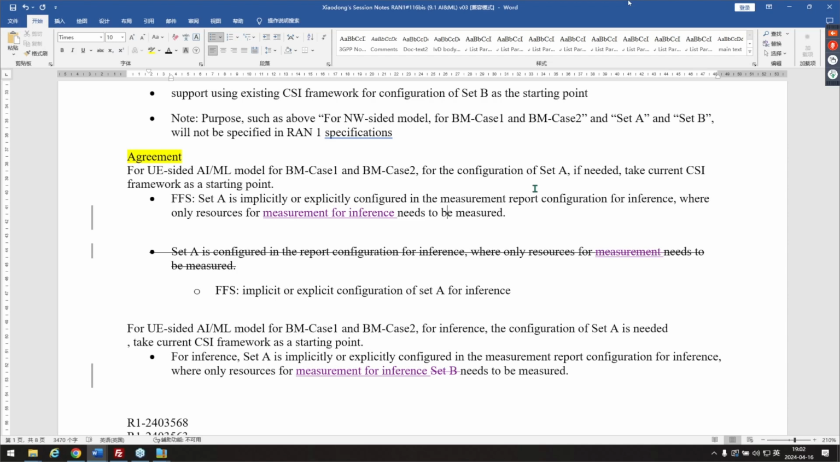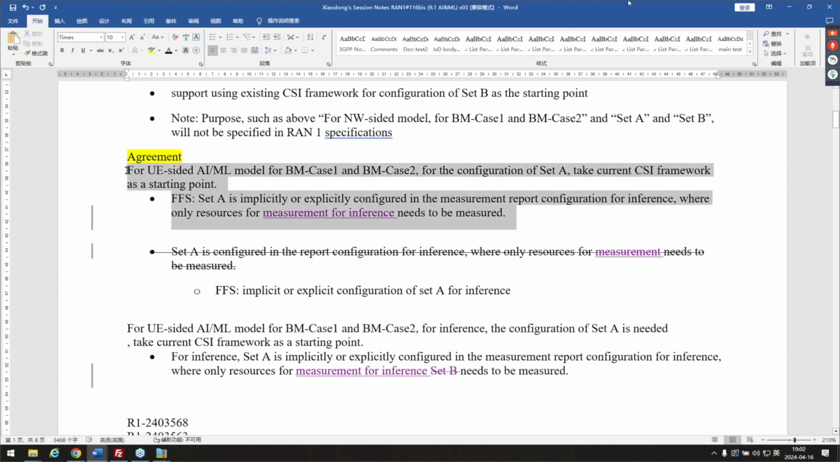David? Yes, thanks, Chairman. In the main bullet, we also think the text "if needed" should be removed. This is the UE-side model. Even for the inference operation, the UE should report the inference results. So somehow, the set A information has to be configured to the UE, no matter whether it is implicit or explicit. Okay, no problem. I will remove it if you think that it is correct. I remove just for each one. This is what is on the screen. It is a gray ball. No?